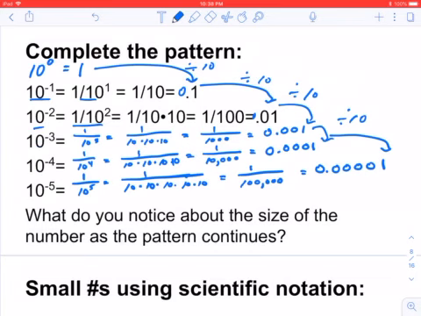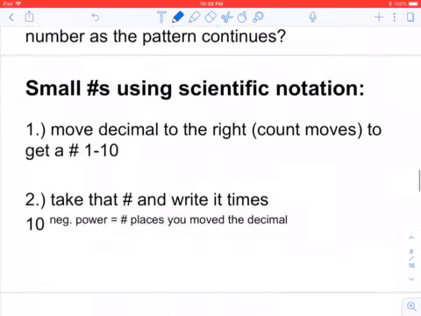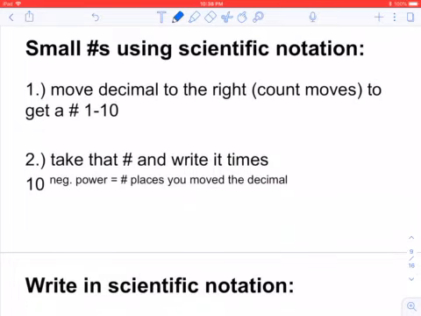And so on down the line. All right, let's talk about making small numbers. So these were small numbers here. Let's talk about making small numbers with scientific notation.